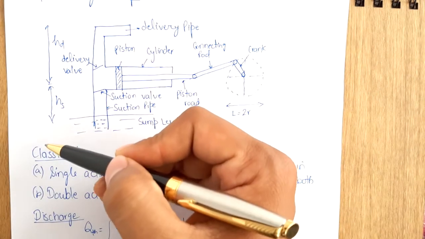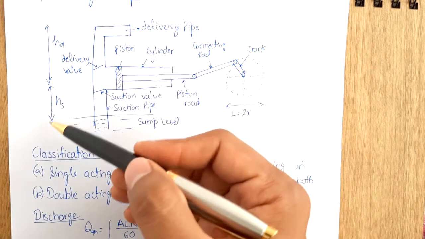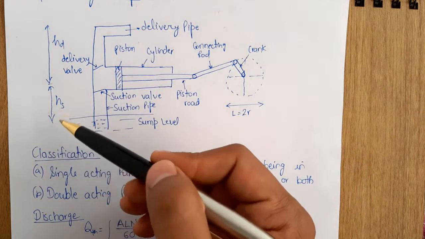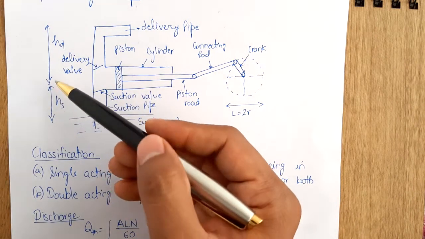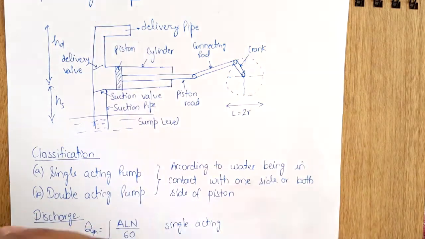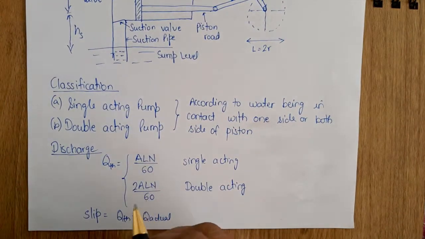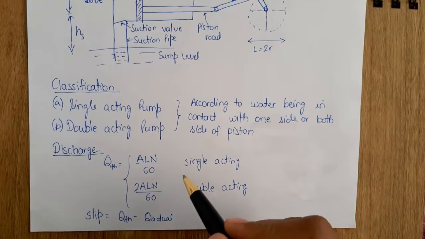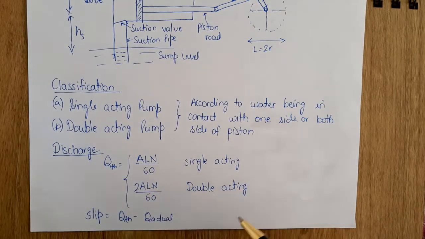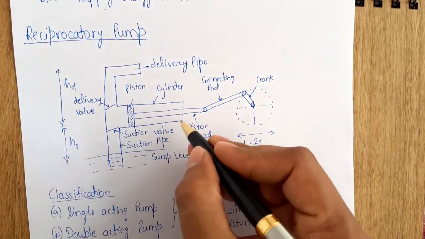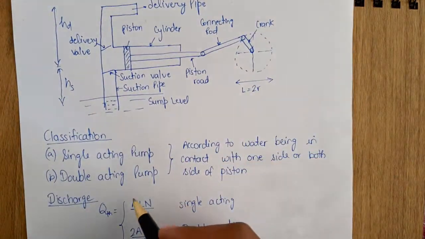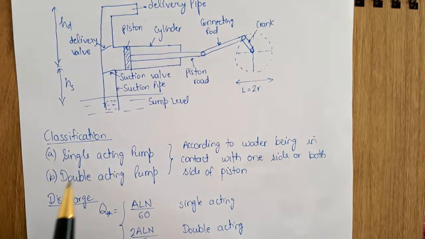This is HS, that is, from the sump level in the suction pipe. Okay, from the sump level to this level of the piston, and from the piston to this delivery pipe we have HD, that is the head. Now discharge can be given by theoretical discharge ALN upon 60, that is single acting, and 2ALN upon 60 for double acting. N is the speed, L is the length of this cylindrical section, and A is the cross section area of the cylinder.